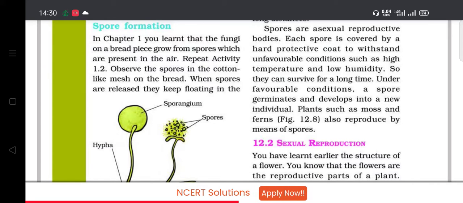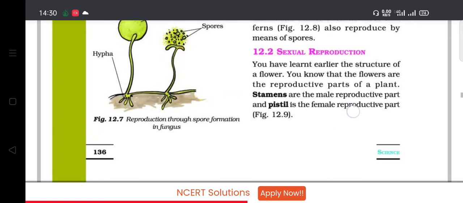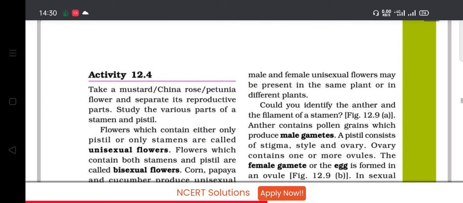whatever we have seen in our last video of yesterday. And children, we have started sexual reproduction. So I will again give you a small idea about sexual reproduction. We have learned earlier that the structures of a flower are the reproductive parts of a plant. Stamens are the male reproductive part and pistils are the female reproductive part.